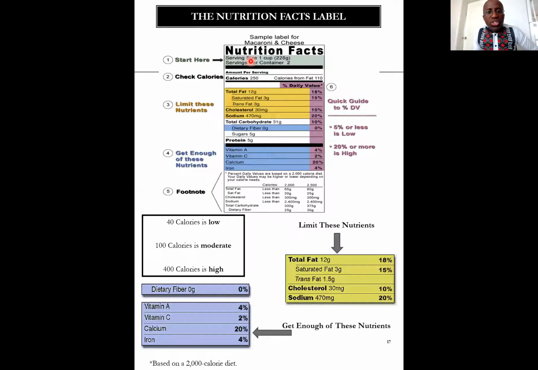Number 1, you start here, serving size. Serving size, 1 cup, 228 grams. Okay? The serving size is usually how much people are eating. So we have to be very careful with this one. Serving per container, 2. What does it mean? We have serving size, 1 cup, 228 grams. Serving per container, 2. All right. Let me explain this.